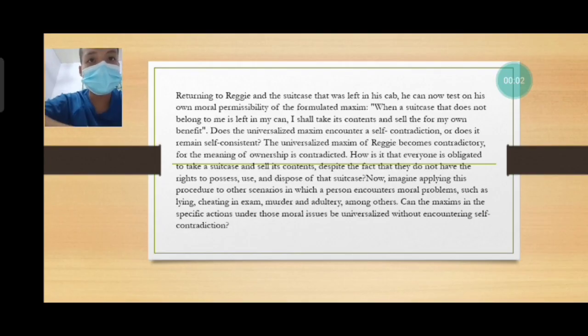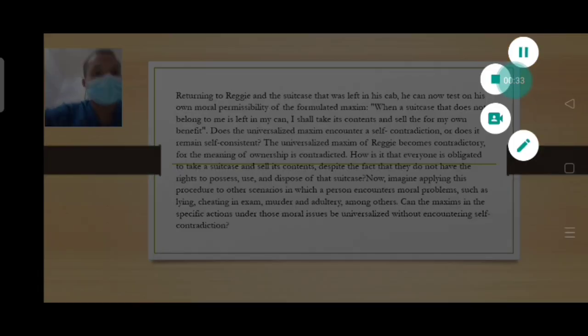Good day. My name is Ihab Lasad. Returning to Reggie and the suitcase that was left in his cab, he can now test the moral permissibility of the formulated maxim. When a suitcase that does not belong to me is left in my cab, I shall take its content and use it for my own benefit. Does the universalized maxim encounter a self-contradiction or does it remain self-consistent?